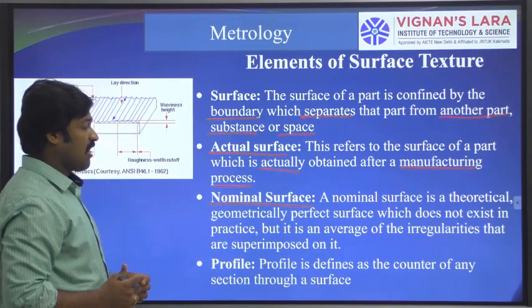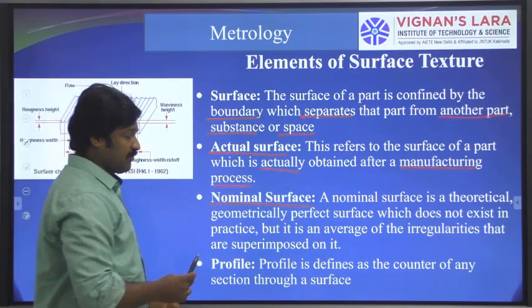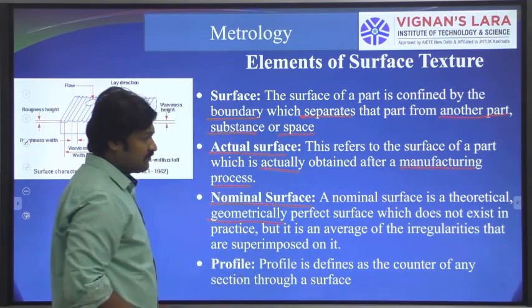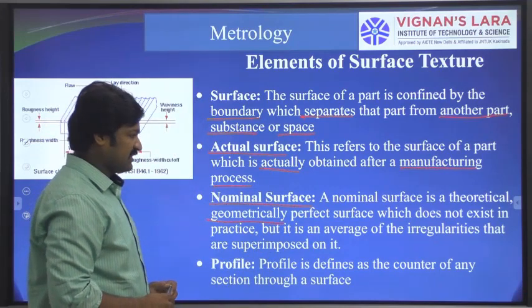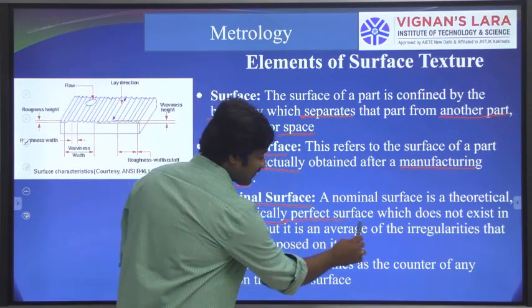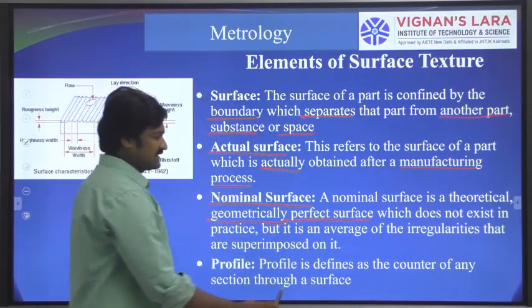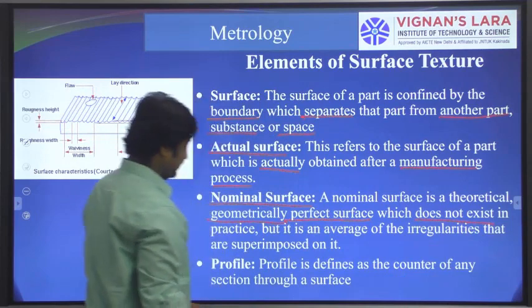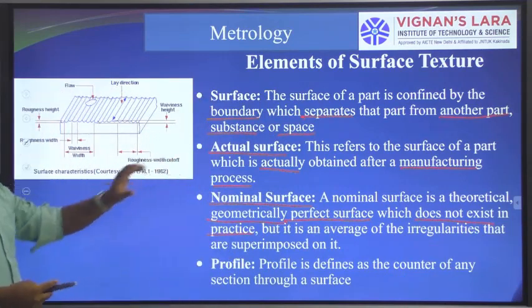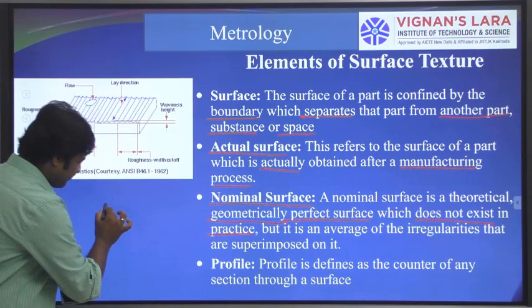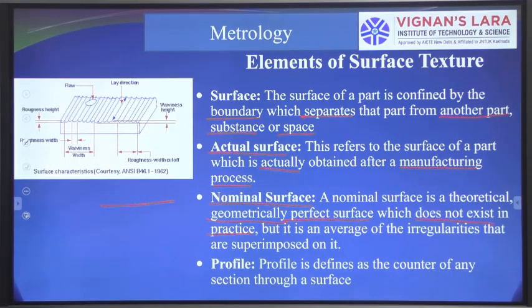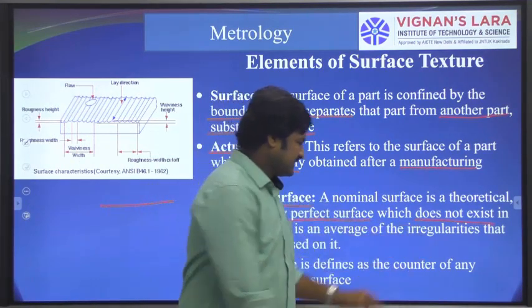A nominal surface is a theoretical, geometrically perfect surface, which does not exist in practice. Theoretically we take the surface of the component as a straight line, but practically this cannot be achieved. The surface will have some irregularities. The straightness cannot be obtained. It means it does not exist.